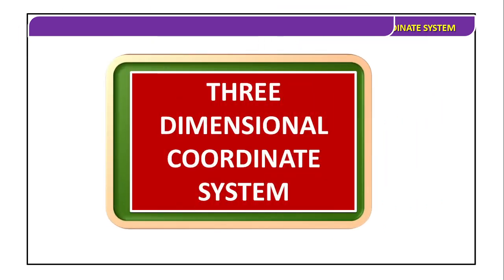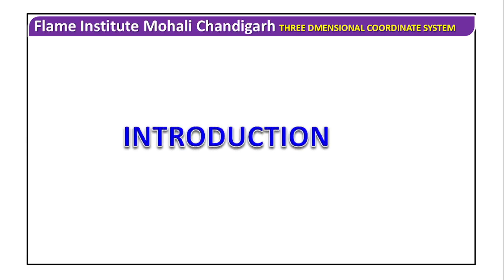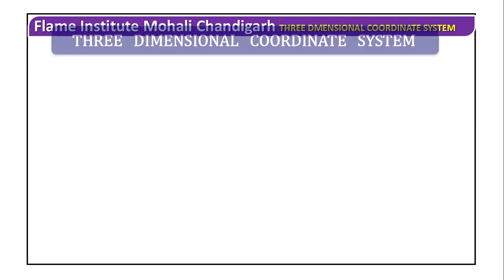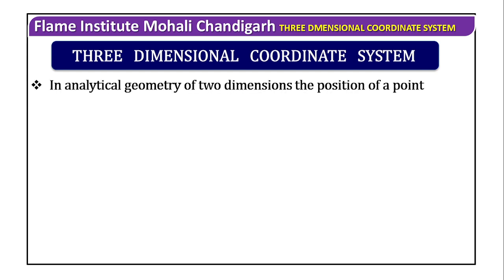Now, in the three-dimensional coordinate system, we have to learn how it works. We have studied that there are two axes, that is the x-axis and the y-axis. Now, in the three-dimensional coordinate system, there are three dimensions, three axes. Okay, how? Just read that.